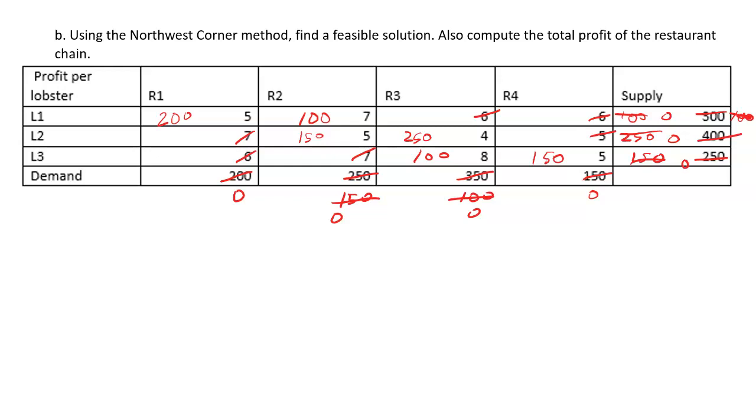Okay. Now, since demand is equal to supply, as you can see, after getting the feasible solution, you get 0, 0, 0, 0, 0, 0. All right, so that is the feasible solution.